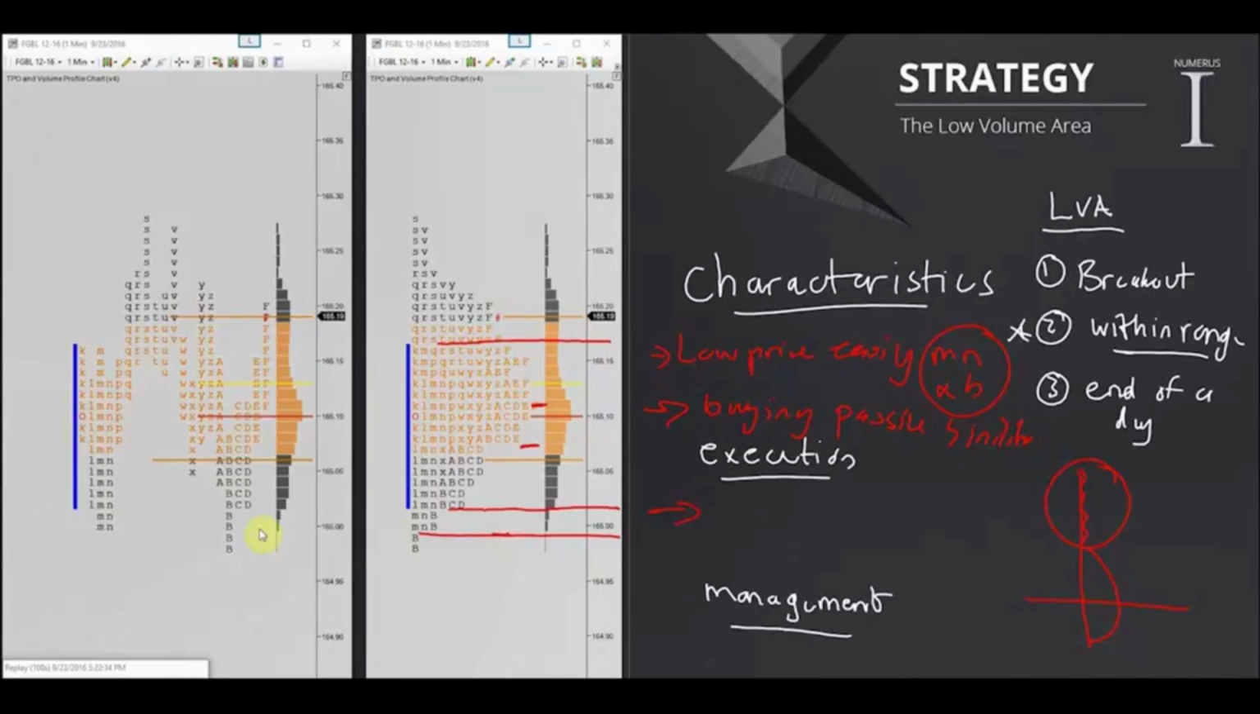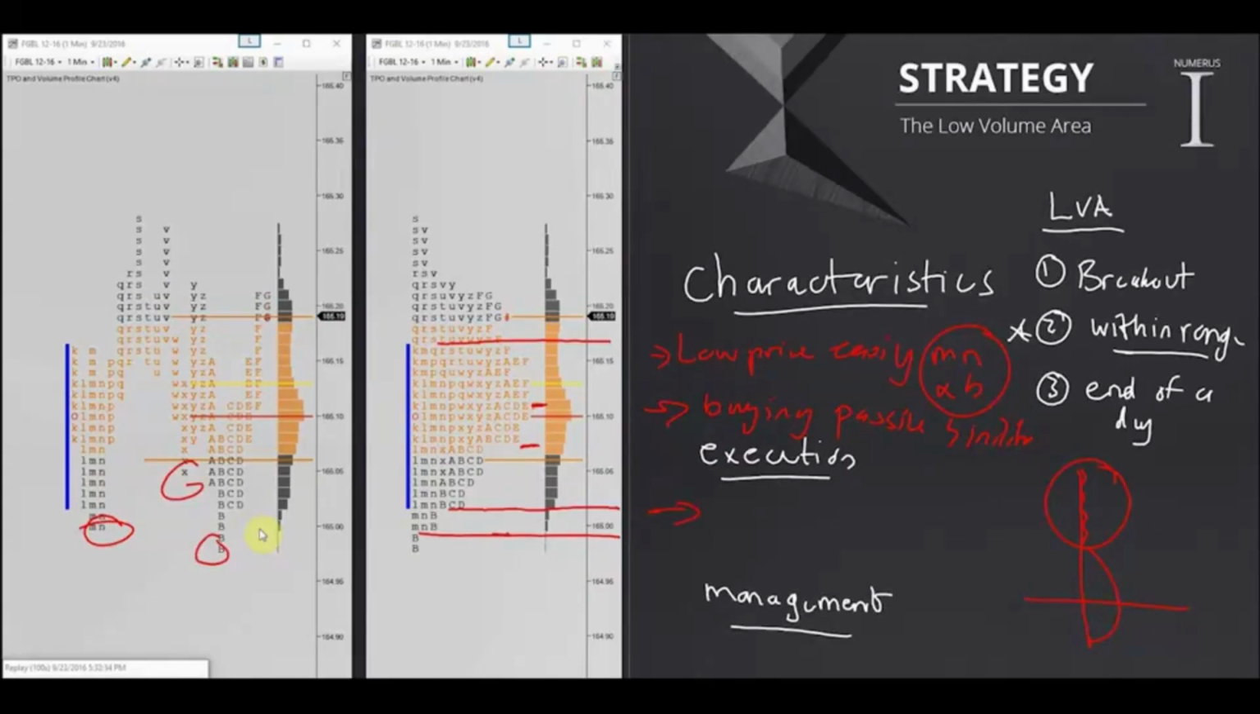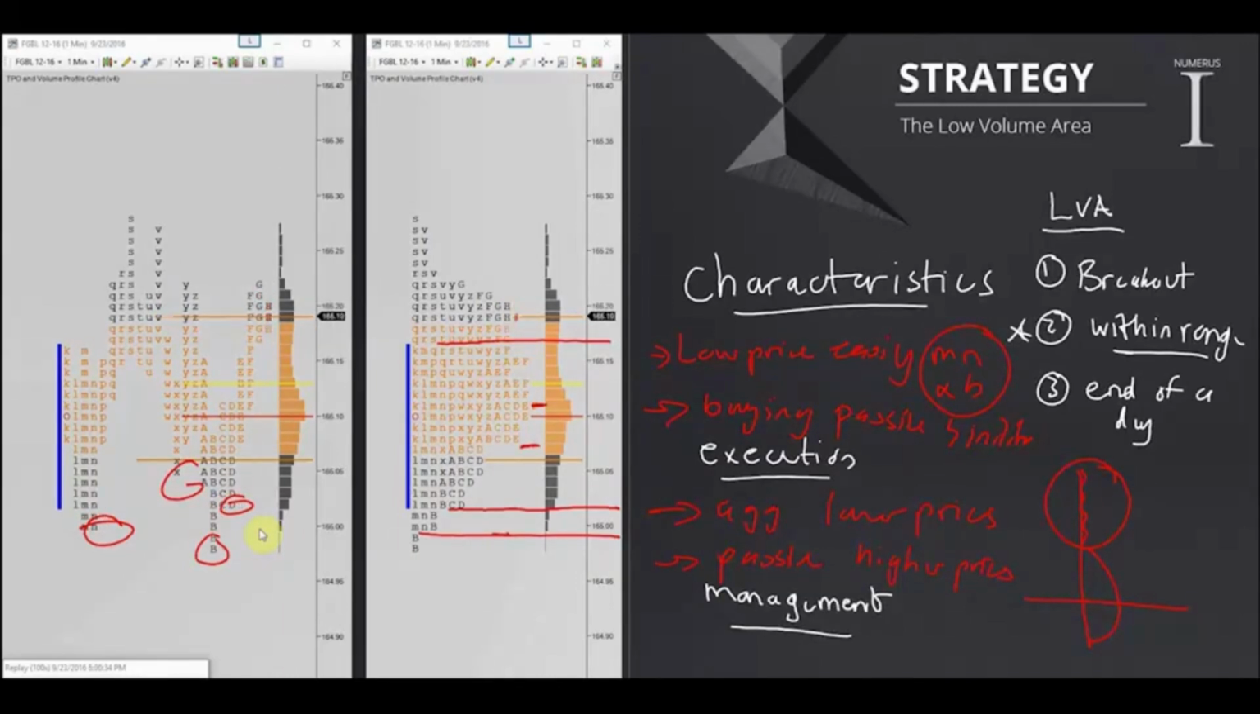In terms of the execution style, what you need to note straight away is, if you were aggressive at M, N, X, B, C, and D, notice how we are aggressive at lower prices, and we are passive at higher prices. That's the key to trading this strategy: to notice where is the trade location that I can afford to be aggressive and where is the trade location that I need to be passive.